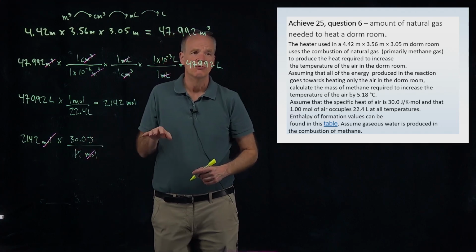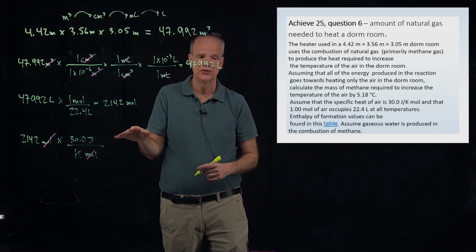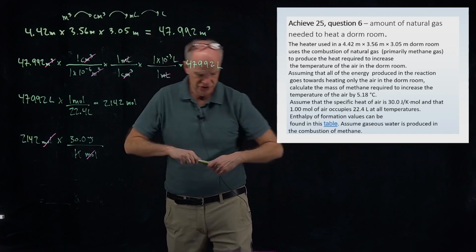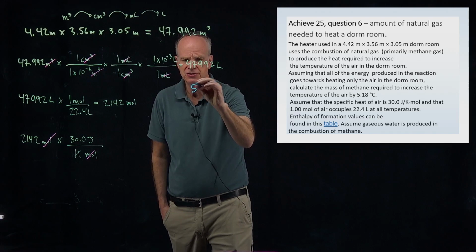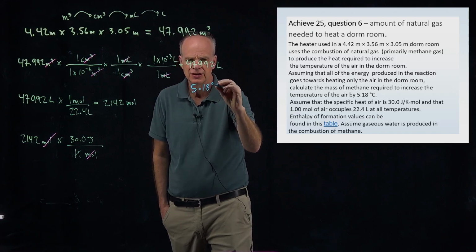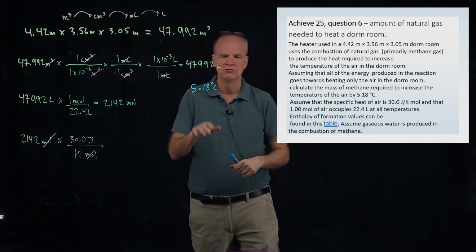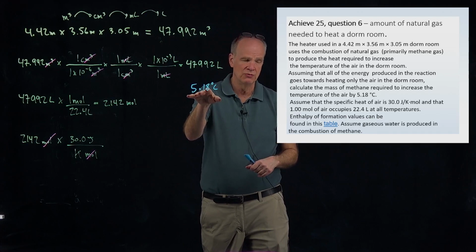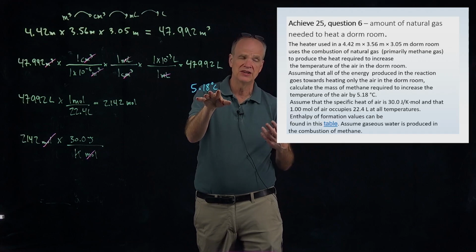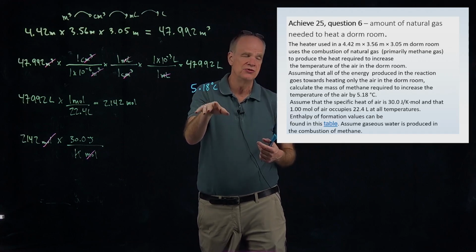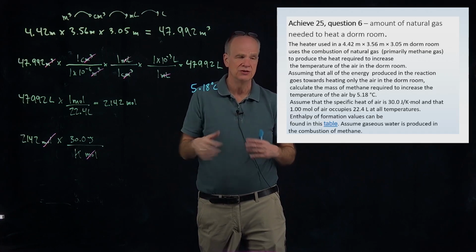But here's the problem. What you want to do is get an answer only in joules. And so we have to get rid of the Kelvin somehow. And so you will note in this problem that we have the temperature increase needs to be 5.18 degrees C. And so you might say, okay, I want to convert that to Kelvin. But you have to be very careful here. And the reason is this. If you take 5.18 degrees Celsius and convert it to Kelvin like you normally do, you add 273.15 to get the temperature in Kelvin. And then if you were to use that temperature, you would get the wrong answer.